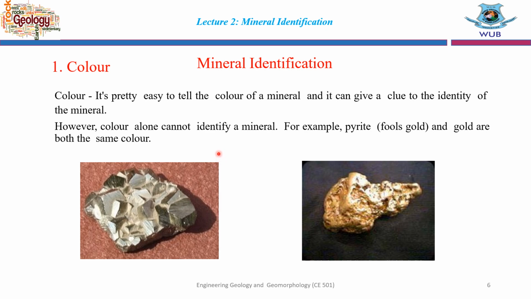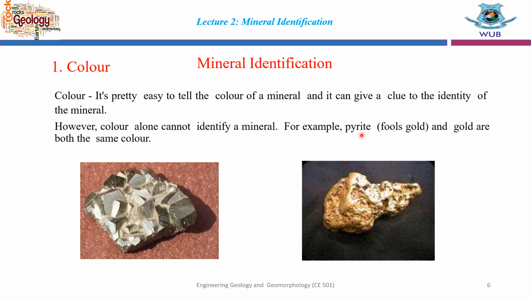Color is the most important thing for mineral identification, because when you first collect raw information, you see the minerals and identify what the color of the mineral is. It's pretty easy to tell the color of a mineral, and it can give a clue to identify the minerals. However, color alone cannot identify a mineral.